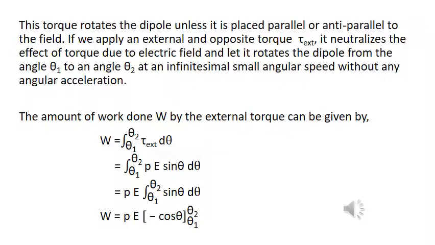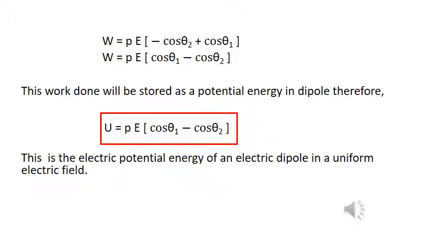And by putting the value of tau external, we get W is equal to integral theta 1 to theta 2 PE sin theta d theta. Since P and E are constant, therefore it will be out of integration. So by integrating sin theta from the limits theta 1 to theta 2, we get W is equal to PE minus cos theta from lower limit theta 1 to upper limit theta 2. By putting the limits of theta, we get W is equal to PE minus cos theta 2 plus cos theta 1. Rearranging this equation, we get W is equal to PE cos theta 1 minus cos theta 2.